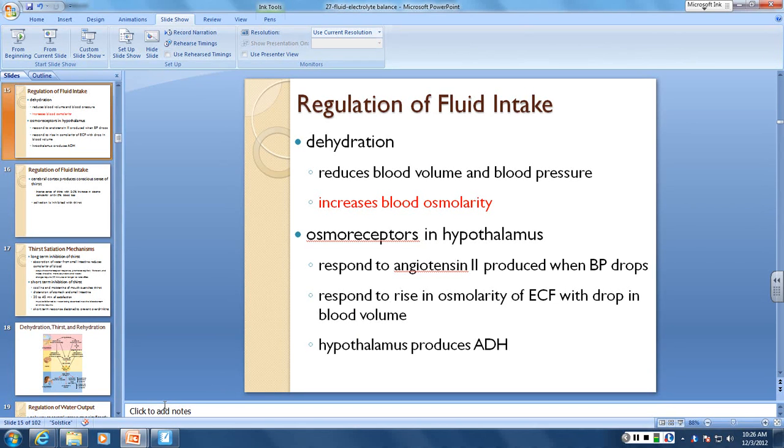So that's loss of fluid, body fluid, right? And so it reduces blood volume and blood pressure. So how can you think and make sense of why dehydration would do that? Think of what blood is mostly. Blood is mostly what? Water. So if you're decreasing the amount of water in blood, you're decreasing the amount of blood that you have. So dehydration is going to reduce blood volume.